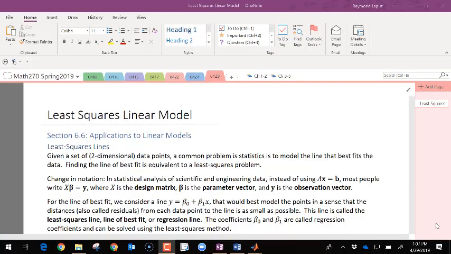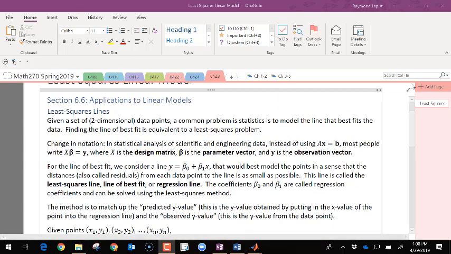We will look at the theorem that shows the least squares solution and see how it applies to this. So here's our application, least squares line. If you have a two-dimensional data set, a common problem in statistics is to model the line that best fits the data. Finding the line of best fit is equivalent to the least squares problem solution.